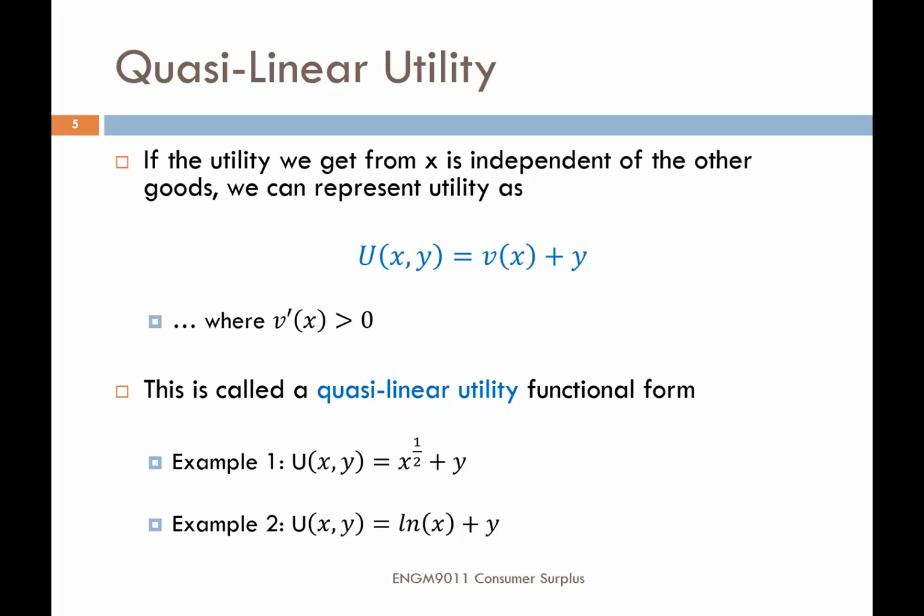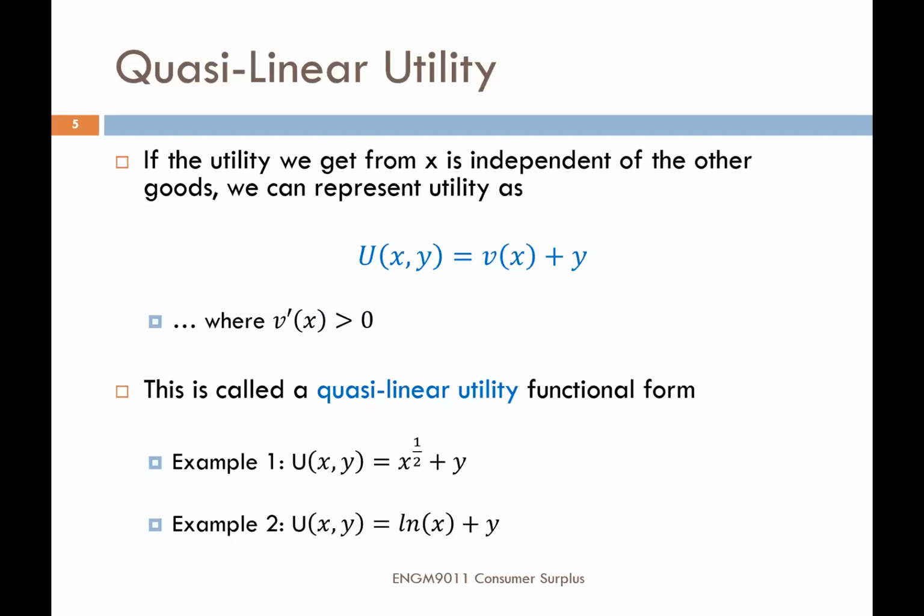Just check, remember, what's the derivative of ln of X? It's just 1 over X, right? Well, X is a positive number, so 1 over X is greater than 0. So the derivative is indeed positive. So that is indeed a quasi-linear utility function.